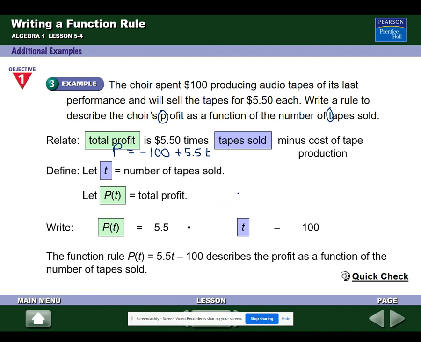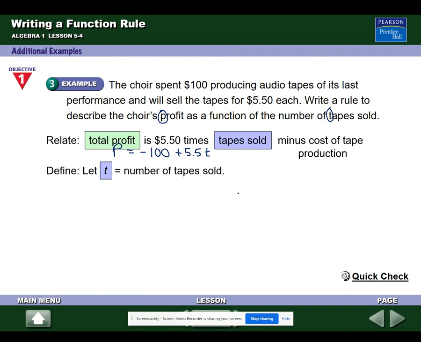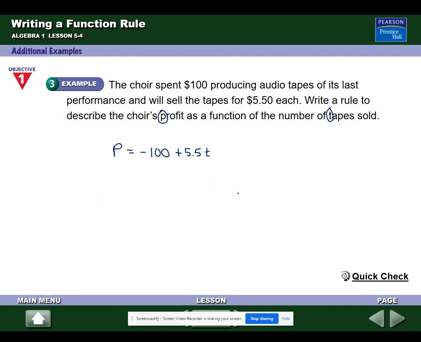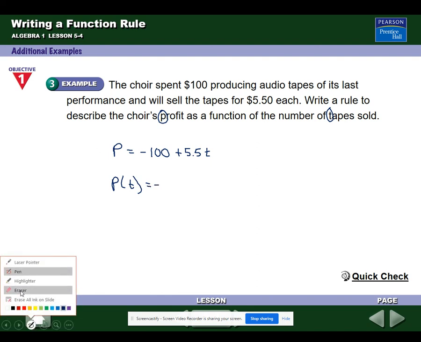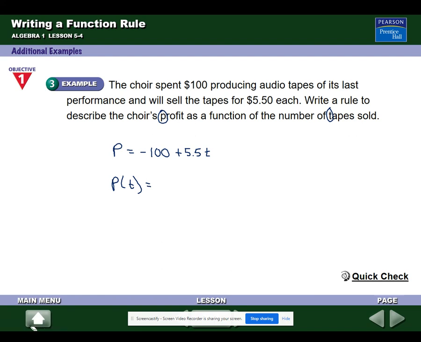And of course, I neglected to use function notation again. But just please understand, p of t equals negative 100 plus 5.5t. I think I saw that they had them the other way too, just to give you all options here: 5.5t minus 100. If you switch these two terms around, nothing changes. And don't forget about function notation, not because you have to use it, but because sometimes you'll see that in the book, on quizzes and tests, etc.